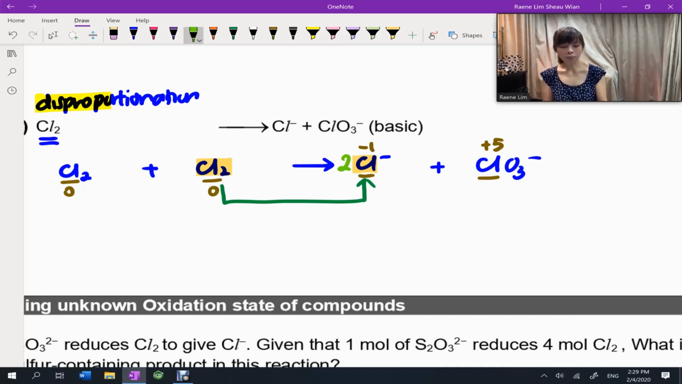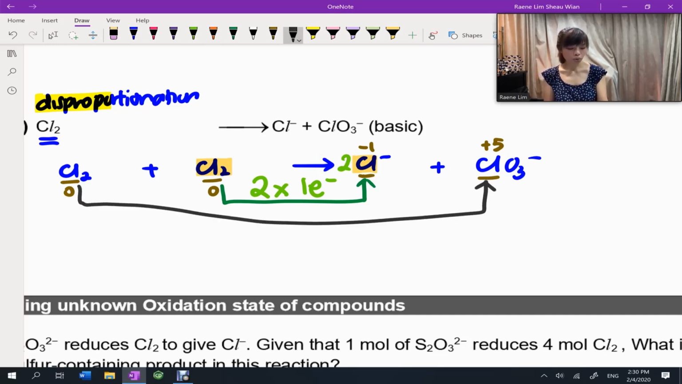What is the oxidation number change per chlorine? It is from 0 to -1, so 1 unit change, meaning 1 electron for 1 chlorine. Since there are 2 chlorine, you need a total of 2 electrons. Now the next one, chlorine to ClO3⁻, chlorate, is from 0 to +5.